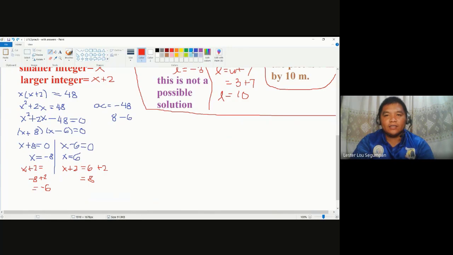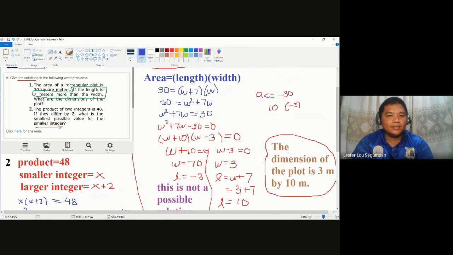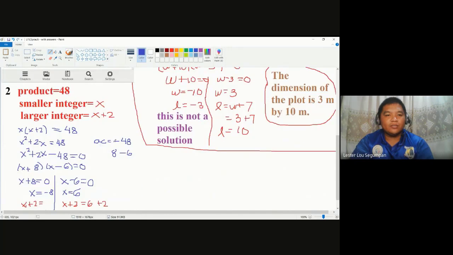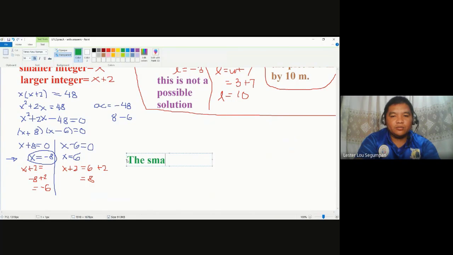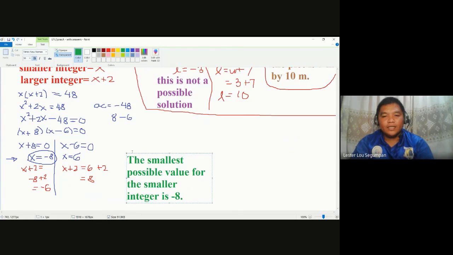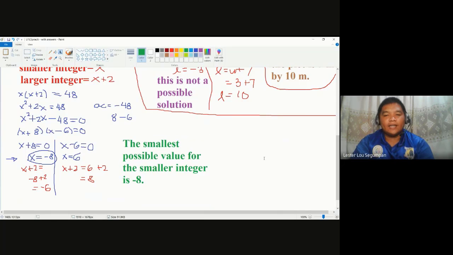But the question right now is, which is the correct answer to the problem? The problem here states the smallest possible value for the smaller integer. So the smaller integers are the values represented by x, and the smaller of those is negative 8. So the statement here must be: the smallest possible value for the smaller integer is negative 8. This is the statement which gives us the answer to our problem.